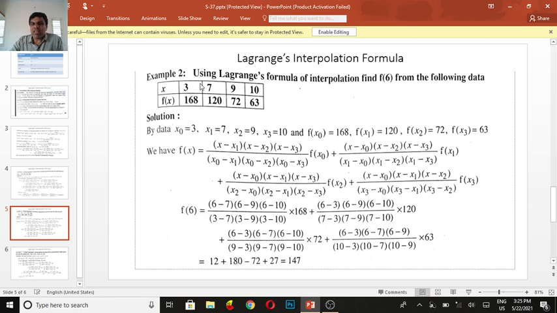So by data, x0 is 3, x1 is 7, x2 is 9, x3 is 10. Corresponding f of x is 168, 120, 72, 63.